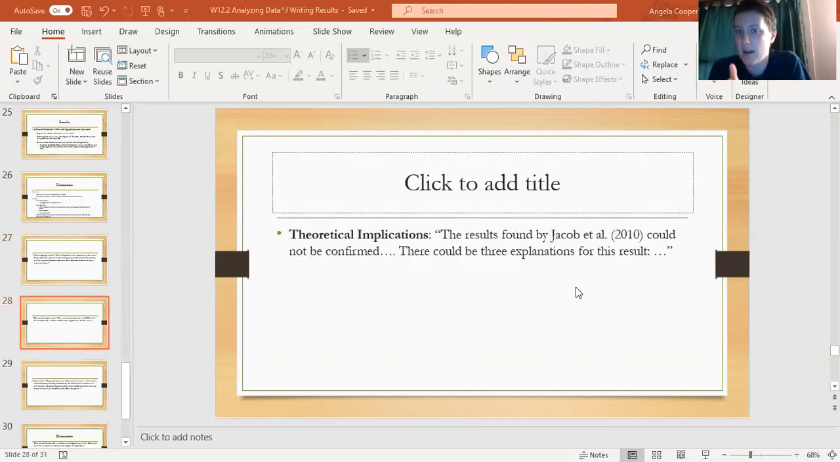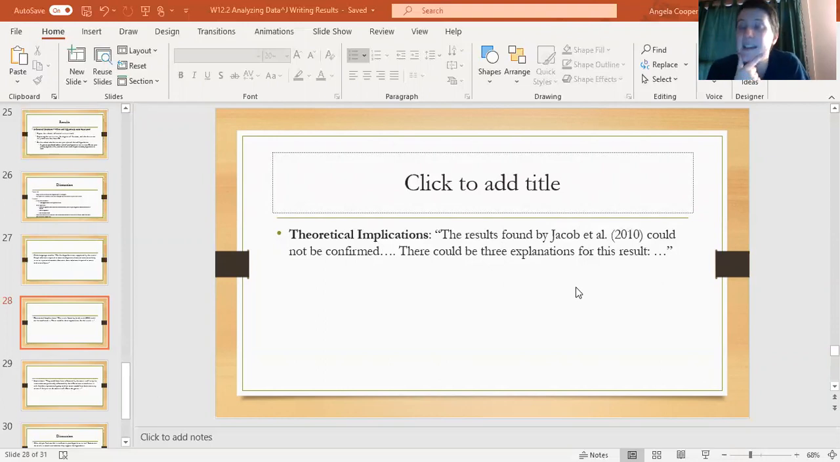Oh, well, this Jacob et al. is probably going to be talking about how the results found by Jacob could not be confirmed. There are 3 explanations. So maybe Jacob did not find the same thing you found. Here's why I think this happens. Here are 3 explanations as to why this could have happened.